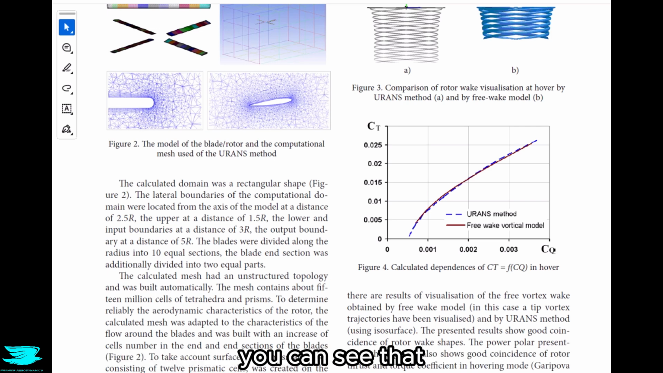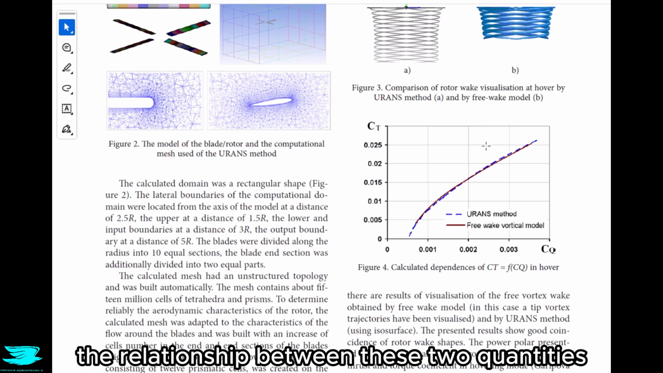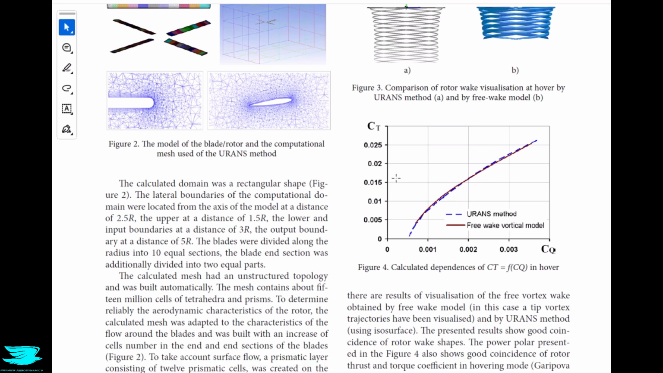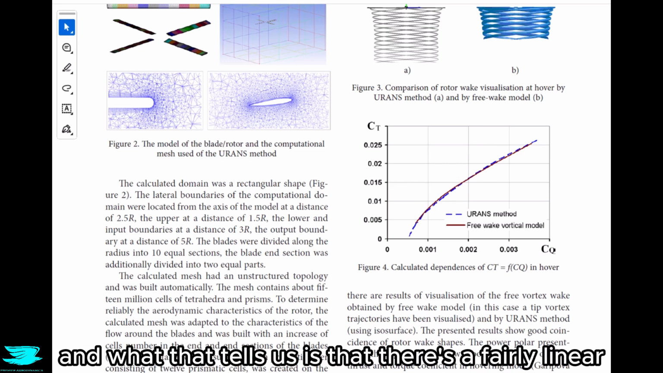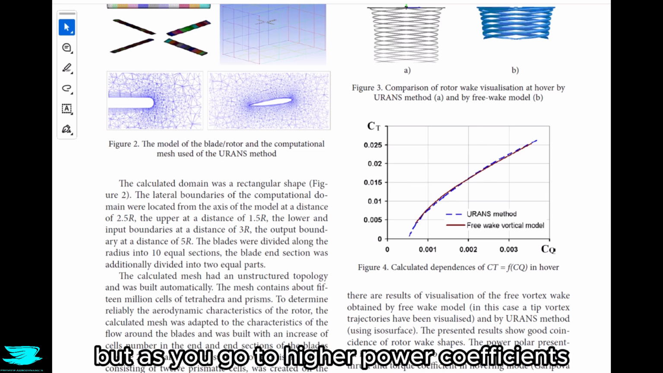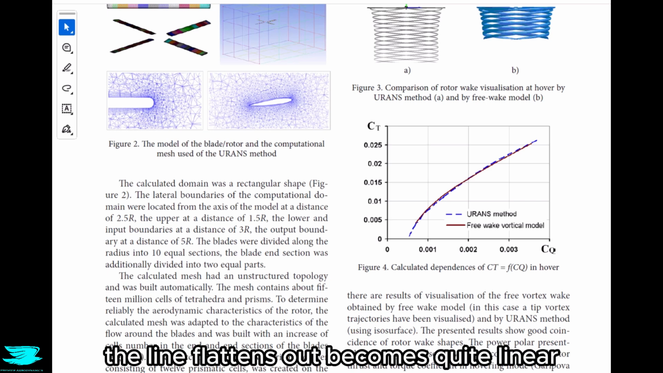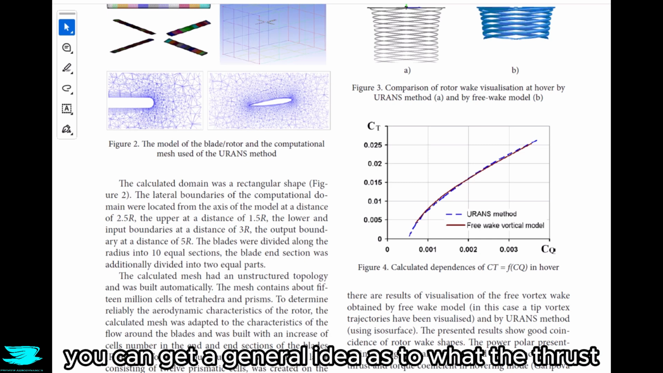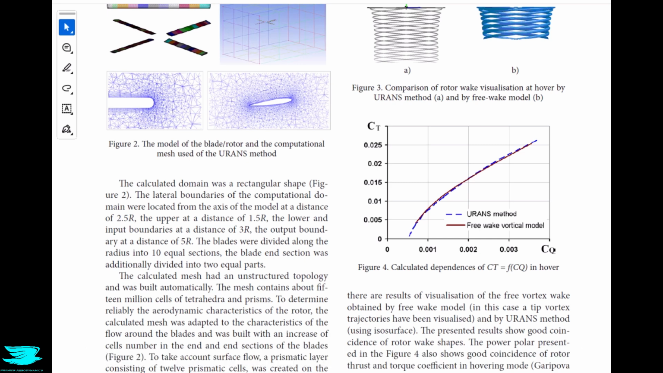So in figure 4, you can see that the relationship between these two quantities of the rotor is quite obvious, like it's about to the 1.5 power. And what that tells us is that there's a fairly linear trend between the thrust coefficient and the power coefficient. It's obviously to the power of 1.5, but as you go to higher power coefficients, the line flattens out, becomes quite linear. That's pretty good in terms of if you know what the power coefficient is, you can get a general idea as to what the thrust coefficient should be too.